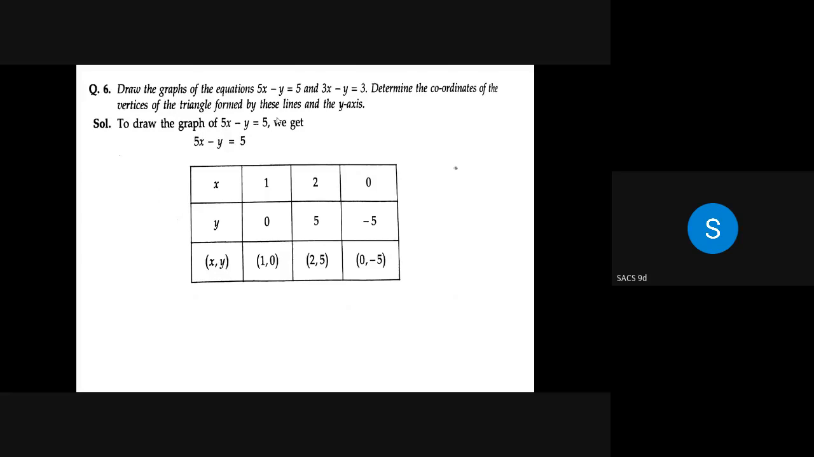So for any triangle, there should be 3 sides, 3 lines should be there. So 2 lines will be the lines of these equations and the third line should be the y-axis. So please determine the triangle properly and read the question carefully and see what has been specified, whether it is with the x-axis or whether it is with the y-axis, and then accordingly you will do. So here it is with the y-axis. That is why these are the coordinates. These are the 2 equations.